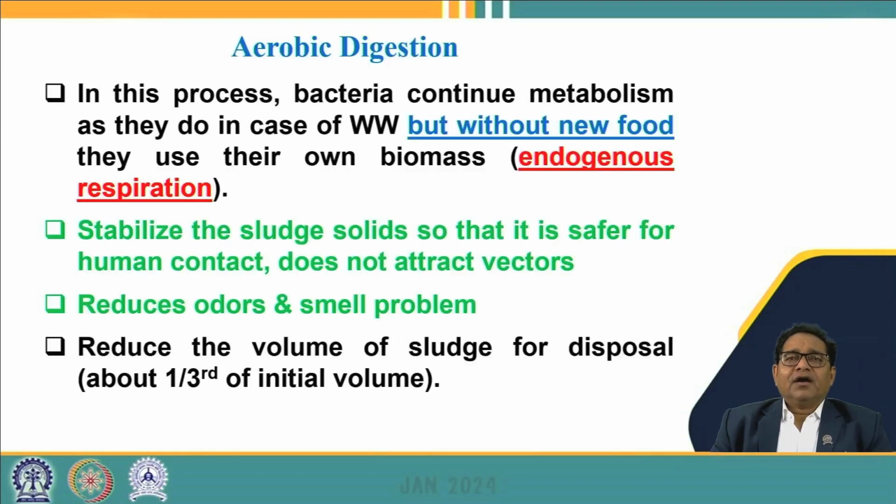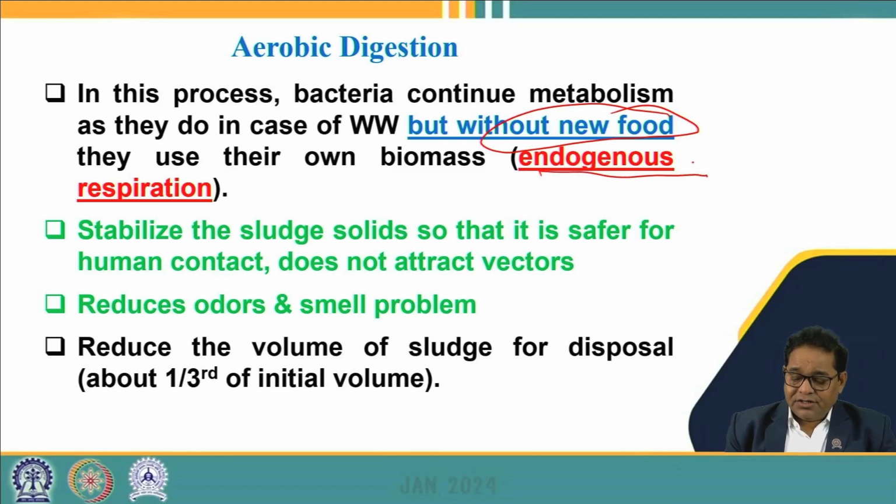So let's see the aerobic digestion process. This is the process where the bacteria continue metabolism as they do in a wastewater treatment system, the only difference being that there it is done in the presence of a lot of food, a lot of substrate. But in the case of sludge digestion, the bacteria undergo endogenous respiration, where there is no food and they undergo their own decomposition. They eat their own protoplasm and decompose their own body.